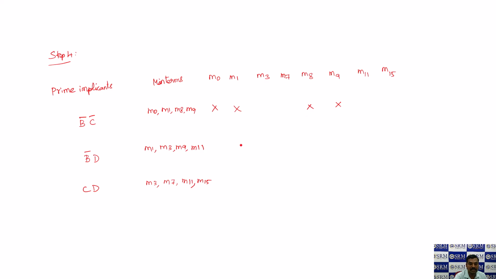The next is M1, M3, M9, and then M11. The last thing is M3, M7, M11, M15, right? So now look at this. Just make some vertical lines so that it will be easy for you to categorize it.